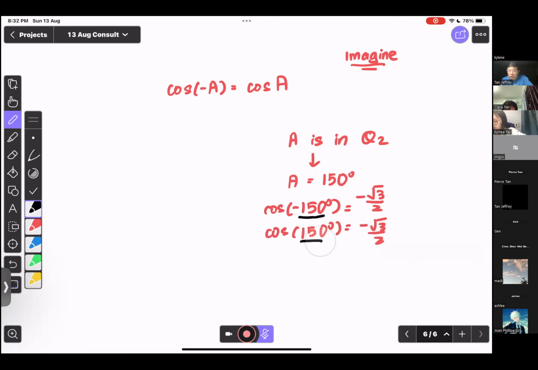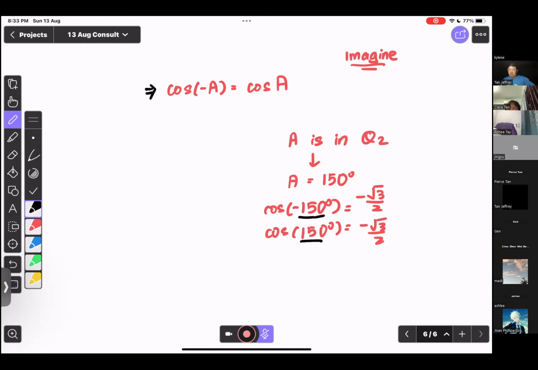If it's in the first quadrant, second quadrant, does it still work? The answer is yes. What if it was in quadrant 3 or quadrant 4? It still works. Quadrant 1 works, quadrant 2 works. It's universal, like an identity. It works for all values of A.